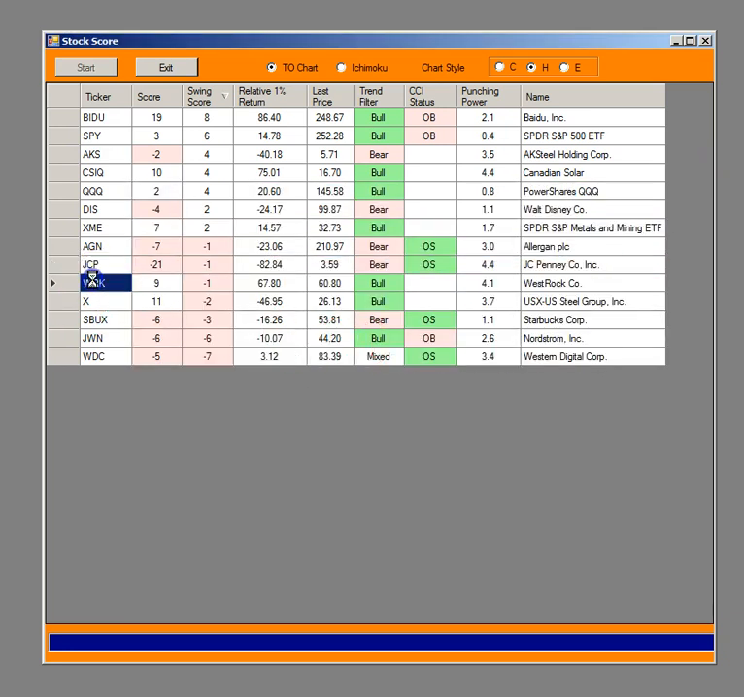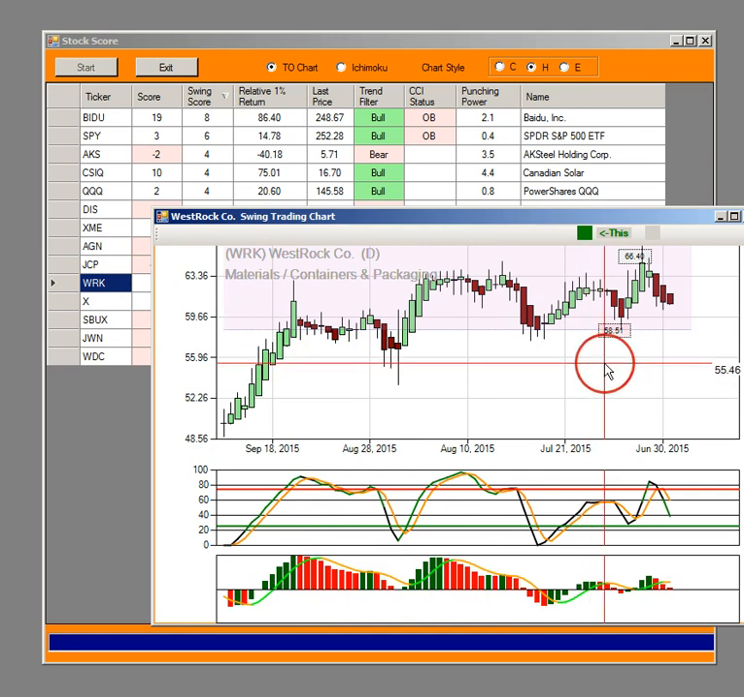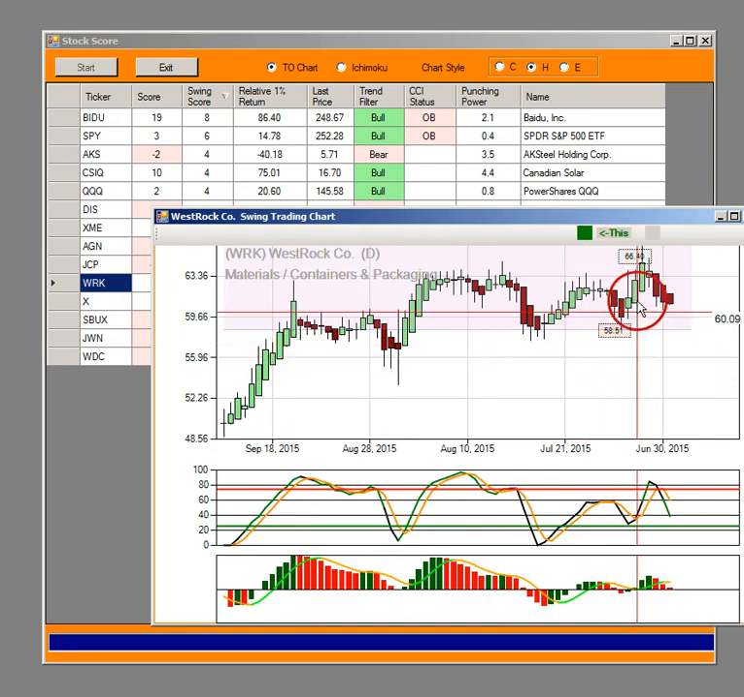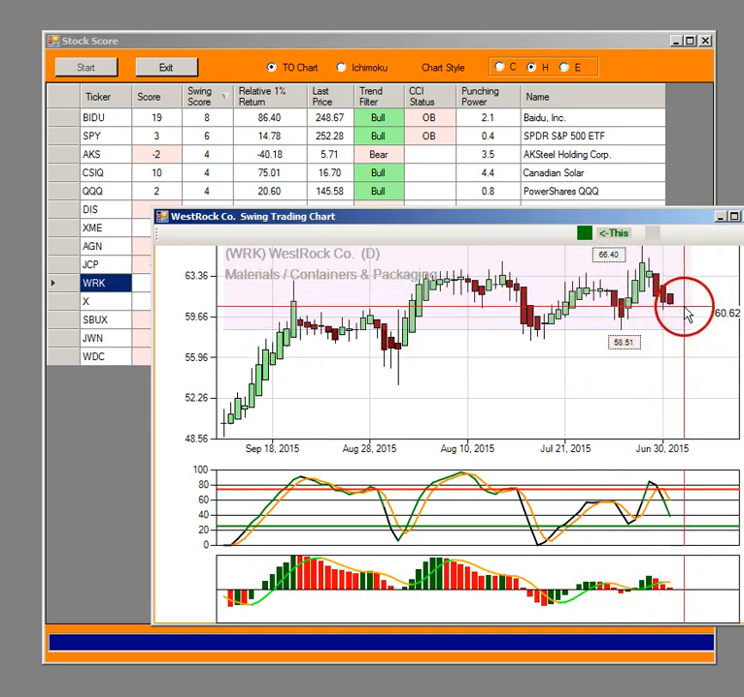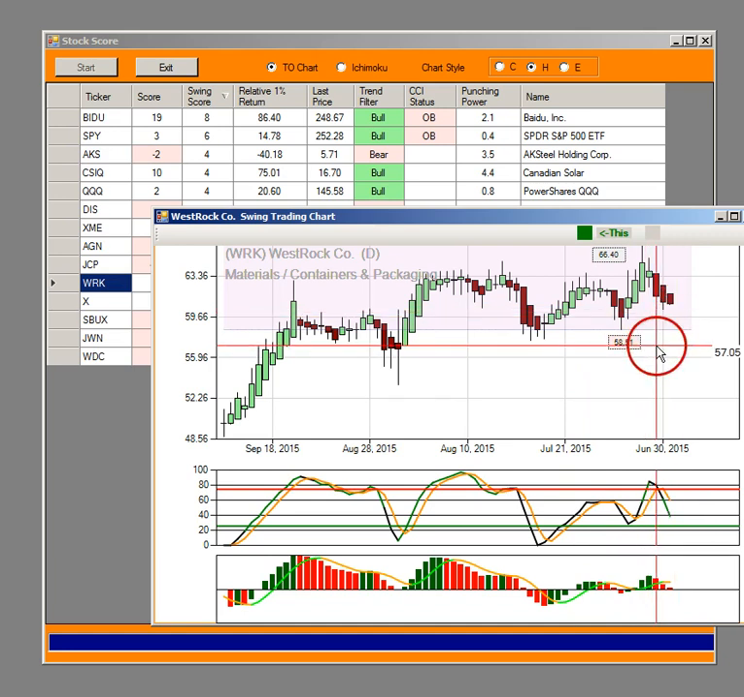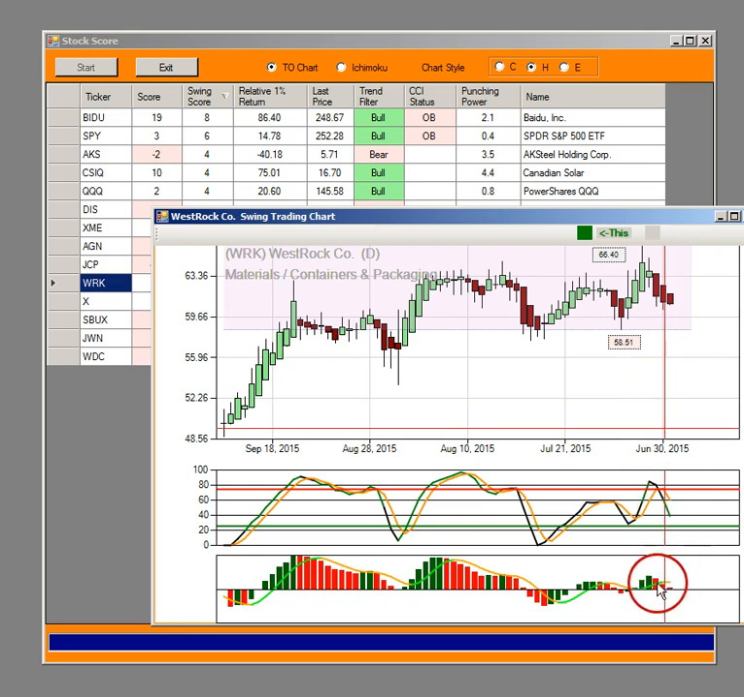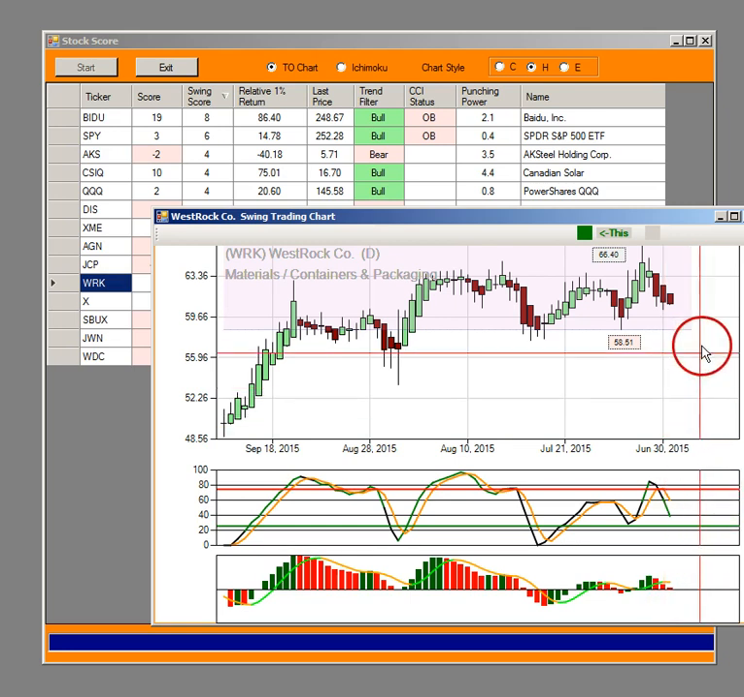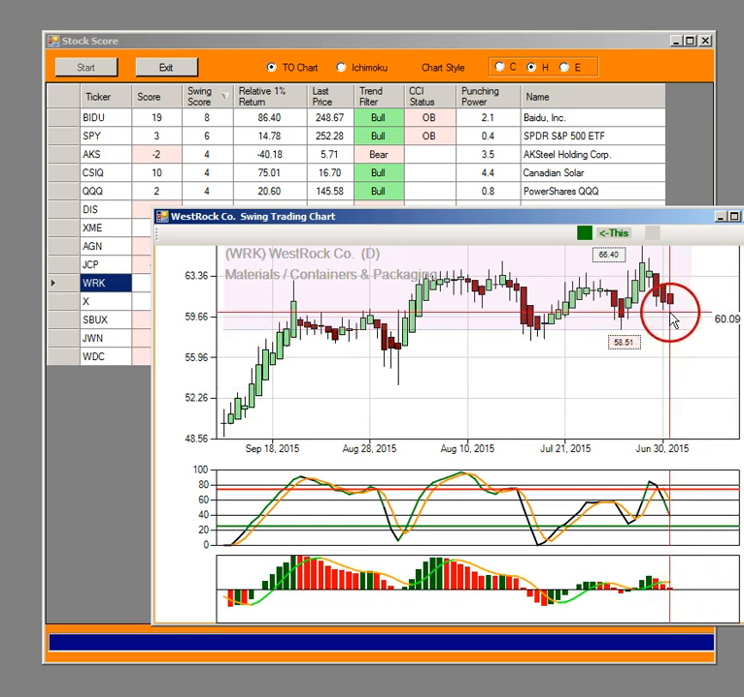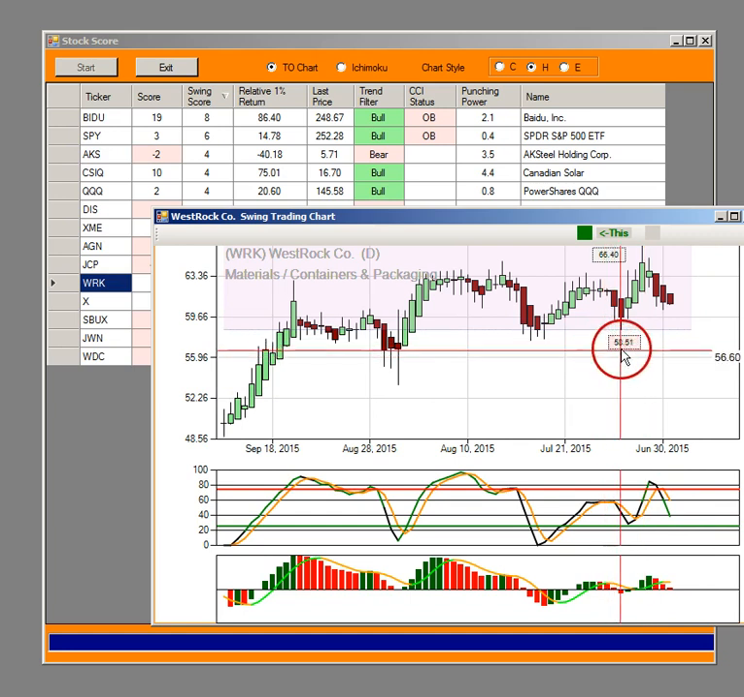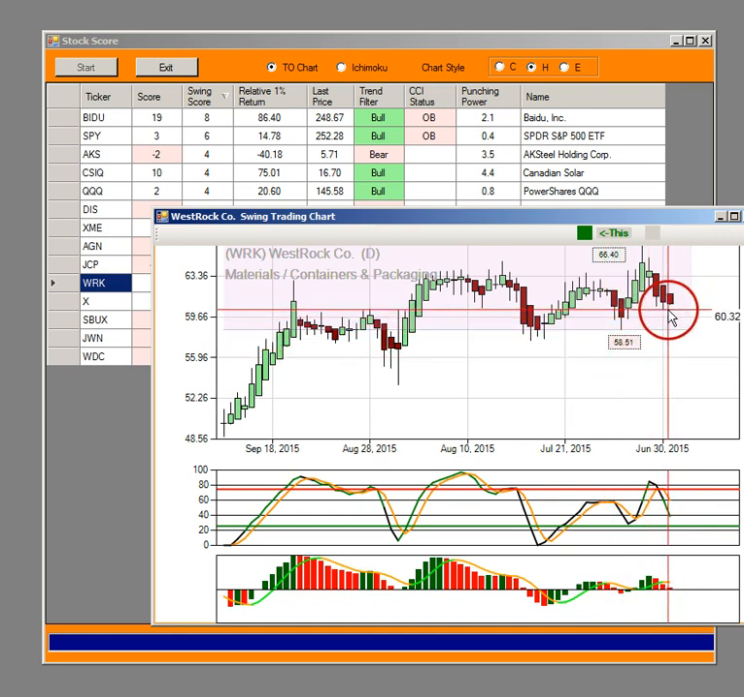We have WRK, WestRock, and WestRock is also on a sell, but we would require in this case a break below 58.51. We selected it because we're coming out of an overbought zone, and we've had three oscillator bars in a row to the downside. But again, in this case, we require the move below 58.51 before we'd execute a signal.